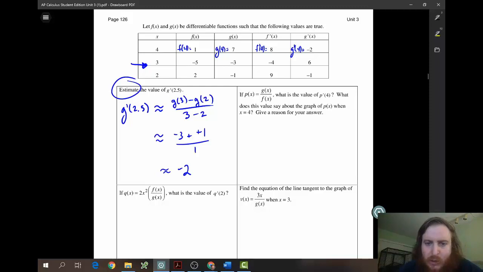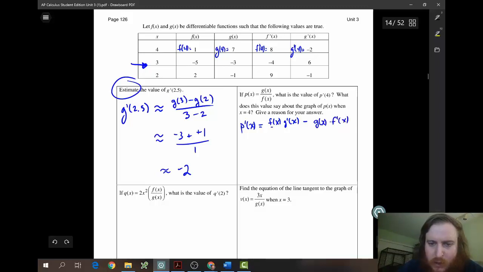Next, if p of x equals g of x divided by f of x, what would be p prime of 4? And what does this say about the graph of p of x at x equals 4? So first let's apply quotient rule, and this is just going to be the rule. We can just kind of copy the rule, except that f and g are flipped. You want to be careful about that. So low in this case is f of x, so it is flipped from what our rule says, times g prime of x minus high g of x times f prime of x, all divided by f of x squared.